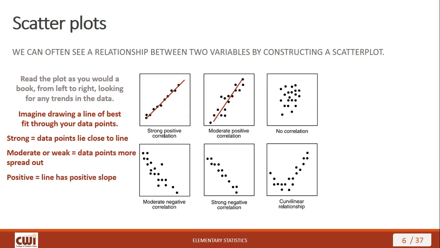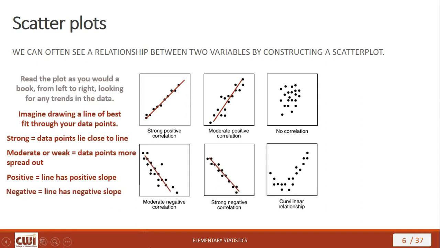Note that these first two examples we looked at, we have positive correlation. All that means is that the line of best fit has a positive slope. So as you go from left to right, reading like you do a book, the line of best fit goes up.